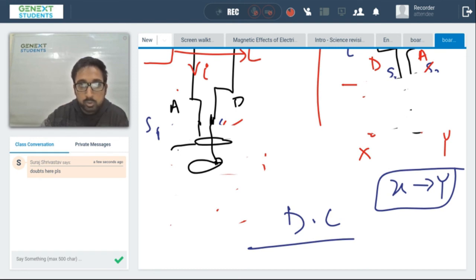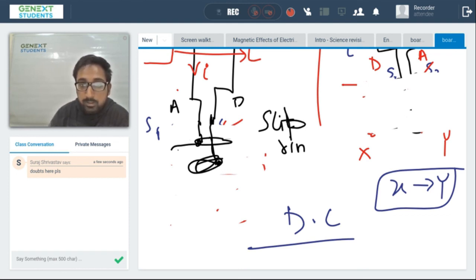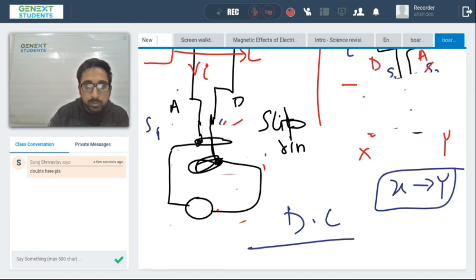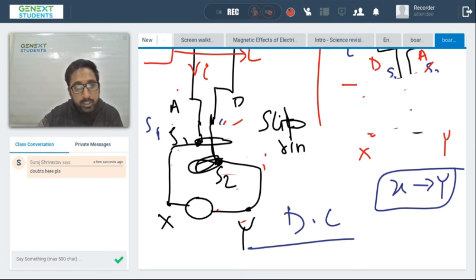So A is attached to this part and this is attached to this ring. These two are rings known as slit rings. Sorry, slip rings. I'm so sorry, not slit. Slip rings, okay? So it will come to this part. And here we will have a galvanometer and it will go to this part. So here it will be X and here it will be Y. So initially A is attached to S1 and D is attached to S2, right? Can you see that?